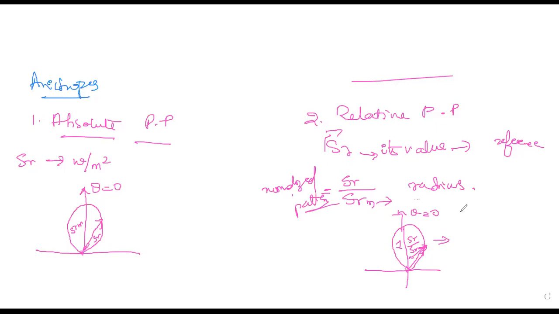This is called the relative power pattern. So the only difference is SR remains as the radius and is represented in watt per meter square, whereas when you consider the relative power pattern, you are representing SR in terms of a normalized pattern. Those are the two different types of anisotropic power patterns or anisotropic sources.